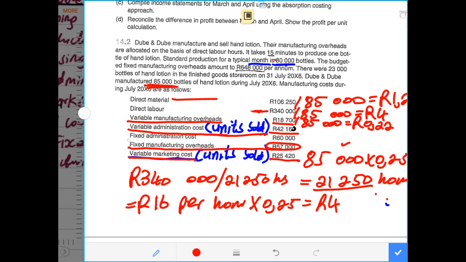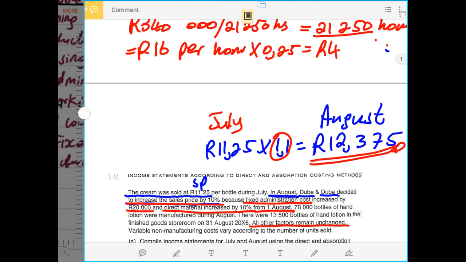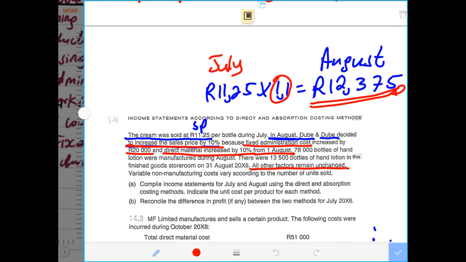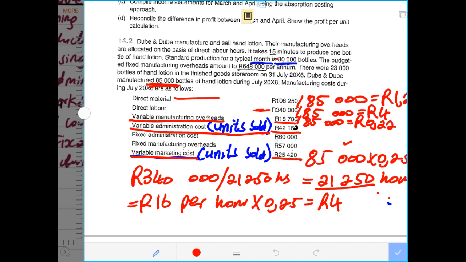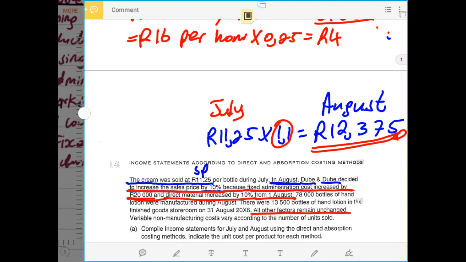There was another fixed administration cost of how much? 60,000. Remember, there was an increase by 20,000 here. And we said if this goes up by 20,000, then it will be up to 80,000. Let me show you where that was stated. There was a time where they said selling price will increase by 10%, and this is because fixed administration cost increased by 20,000. In the previous month, July, it was 60,000. Then it must increase by 20,000 in the month of August, so that it becomes 80,000.